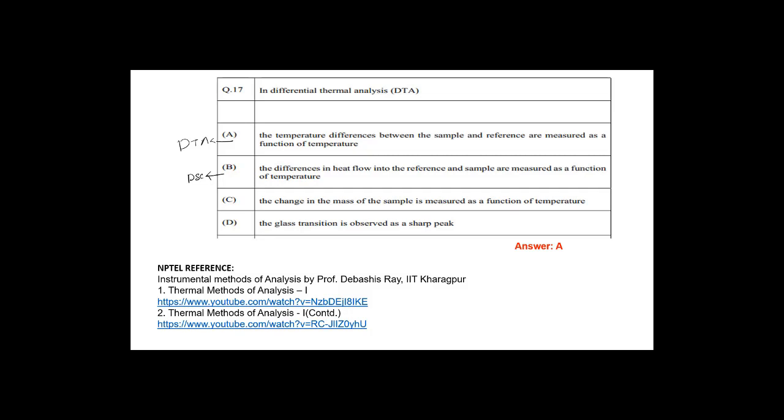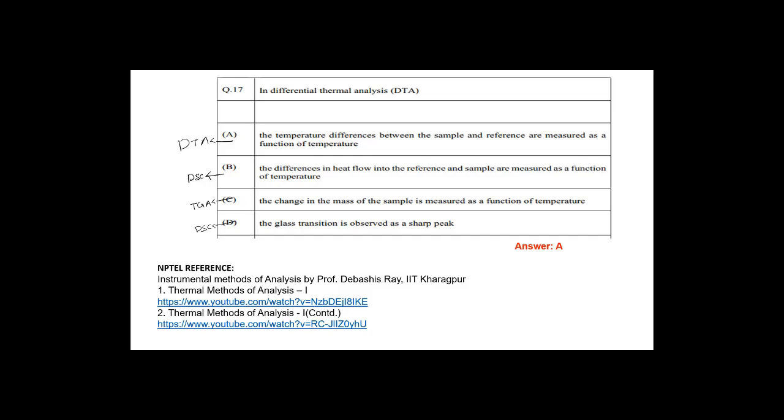Third one is the change in mass of the sample is measured as a function of temperature. As I already told, this will be corresponding to TGA. And the last one is glass transition is observed as sharp peak. Glass transition is included in DSC technique. So, this will be corresponding to DSC.